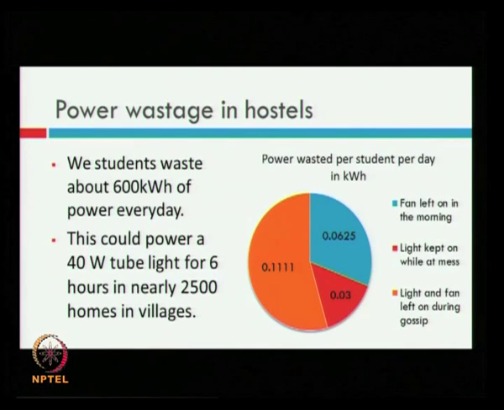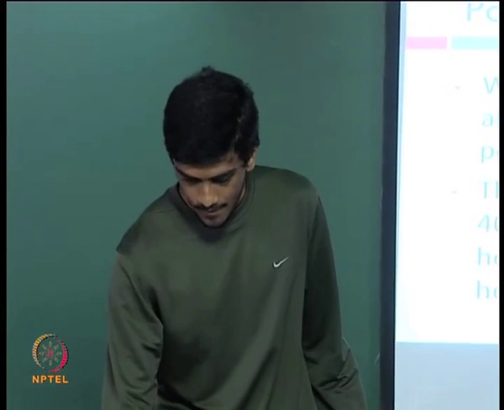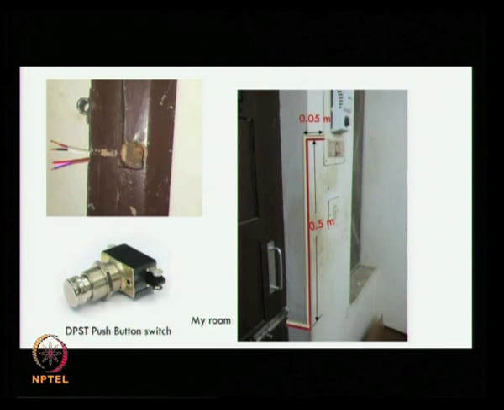I am here to present a solution to the problem of power wastage in hostels. We students waste about 600 kilowatt hours of power every day, and most of the power is wasted when people go out of their rooms to gossip with their neighbors. My solution to this is to have a push button switch located at the door latch, so that whenever the door is latched from outside, the power inside the room is shut down.